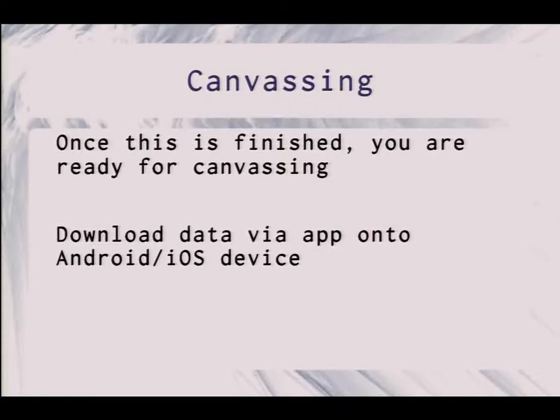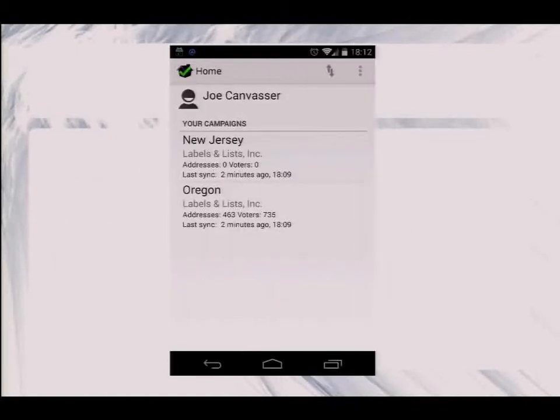You get the iOS or Android app, log in, and start downloading stuff onto the device. And this is what it looks like. You can have multiple campaigns, and we keep all these straight for them. All of this data is downloaded onto SQLite on the app. You can tell when you're going to sync, and you can do other things like that. This is my little Joe Canvasser, and a screenshot off my phone.